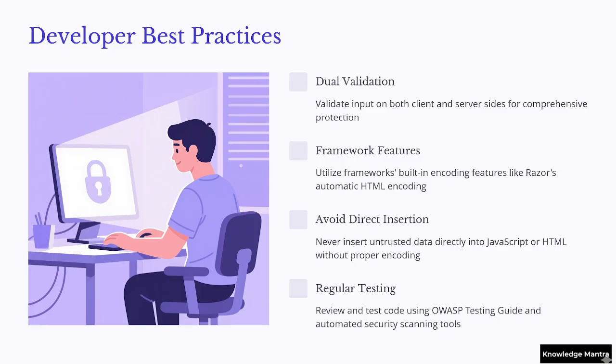Okay, the last one, regular testing. Test early, test often. Use OWASP testing guidelines and automated tools like Burp Suite or ZAP. Think like a hacker, not a coder. That's the key. Every code review should include one question: could someone weaponize this input?